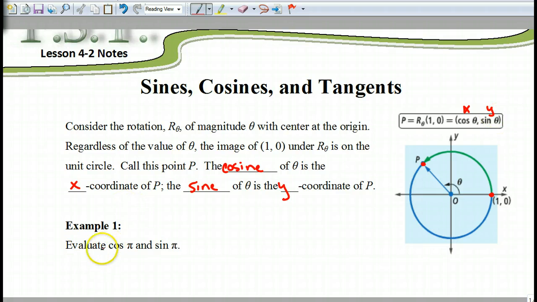Example, we want to find out what cosine of pi is. Well, cosine of pi is at this point on the unit circle. We know that one full revolution all the way around the unit circle is 2 pi. So 1/2 revolution is pi. If the radius of the unit circle is 1, this point is at (-1, 0). So the x value, cosine pi, is -1. The y value, sine pi, is 0 in this case.